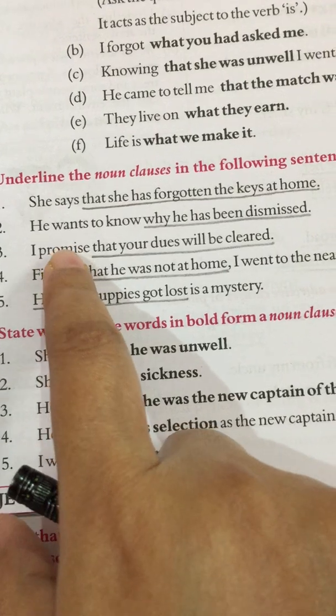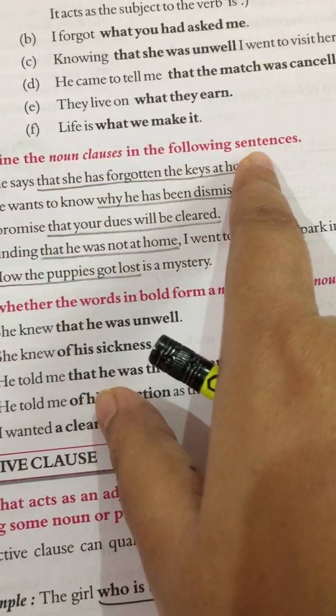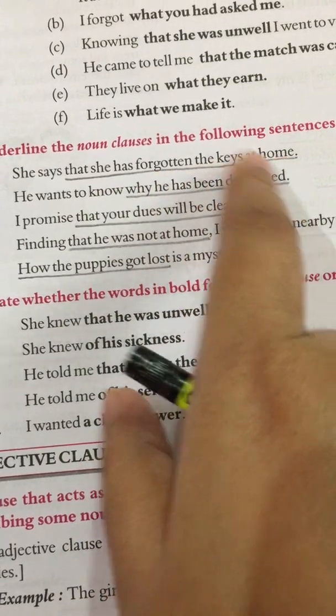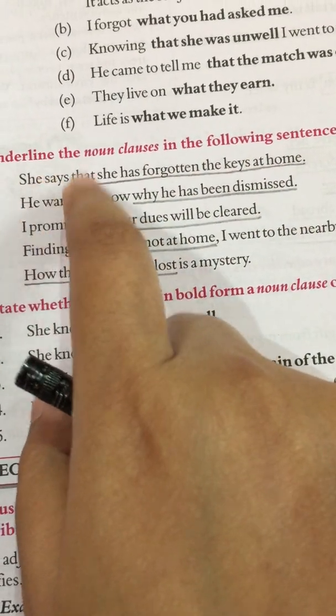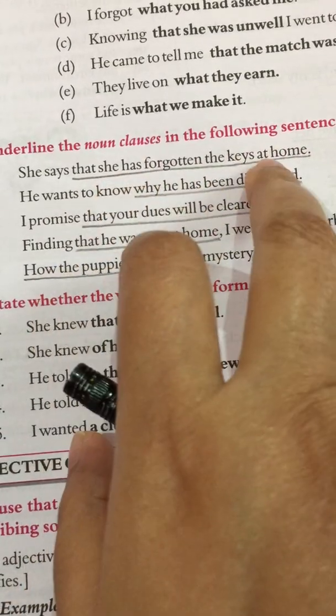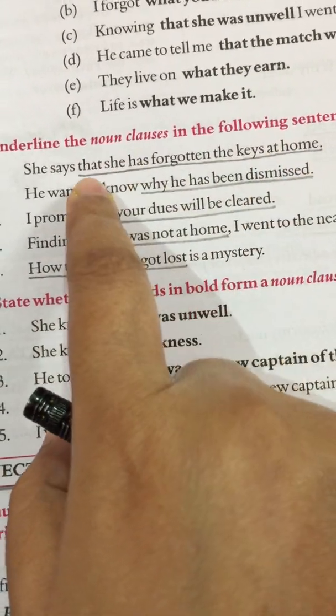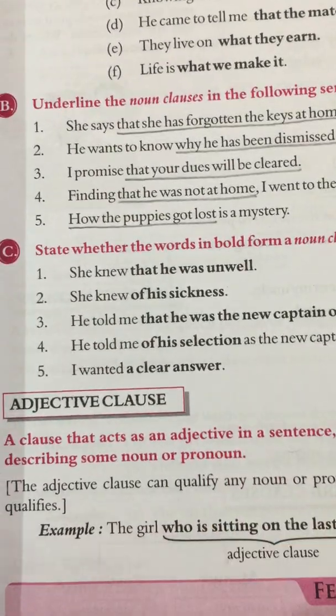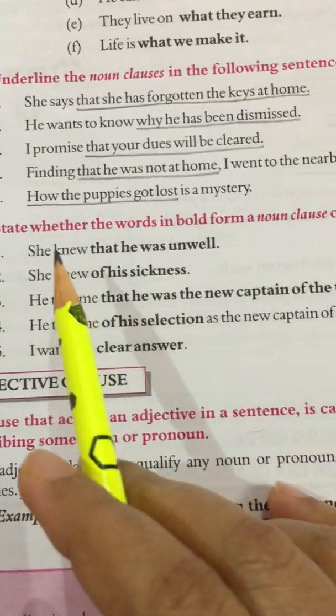Now come to the exercise. Underline the noun clauses in the following sentences. She says that she has forgotten the keys at home. She says what? You get the answer, that she has forgotten the keys at home. So this is the noun clause, and it is introduced by that. Okay, now come to the next one.